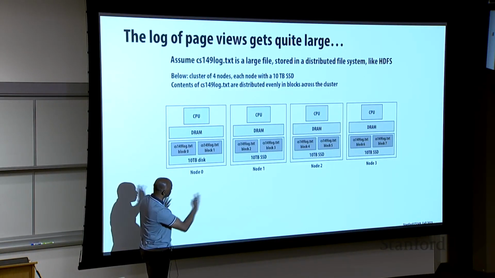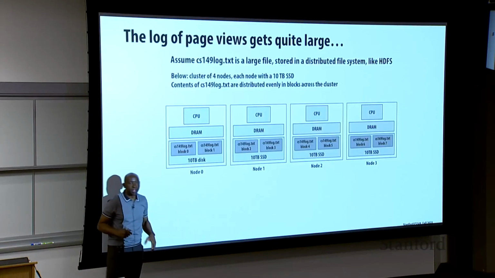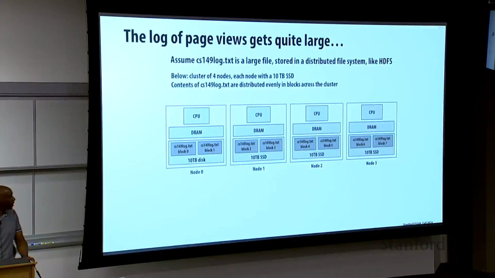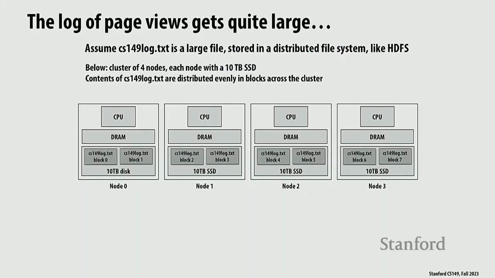So you've divided the large log file into 256 megabyte chunks that we're going to call blocks, and then we're going to distribute the blocks across all the nodes in our cluster, in this case 4 nodes. Okay, so we divided the file into 8 blocks, and distributed them across the 4 nodes.